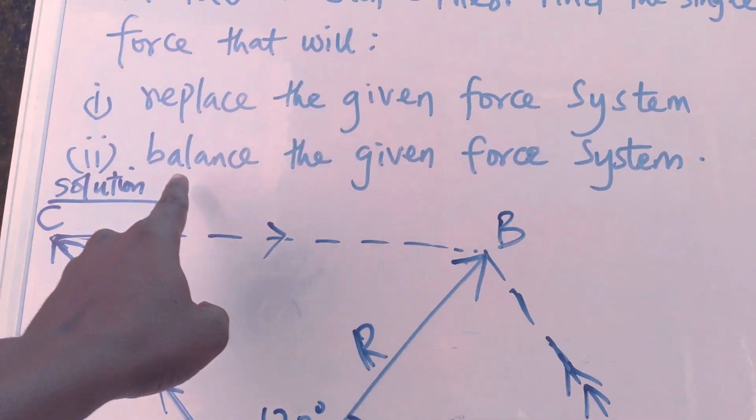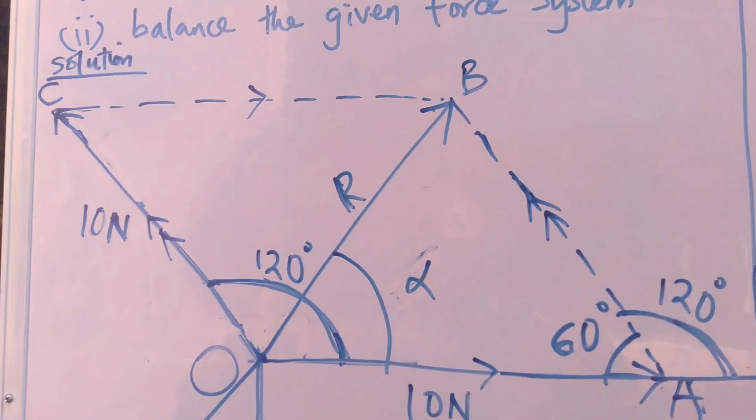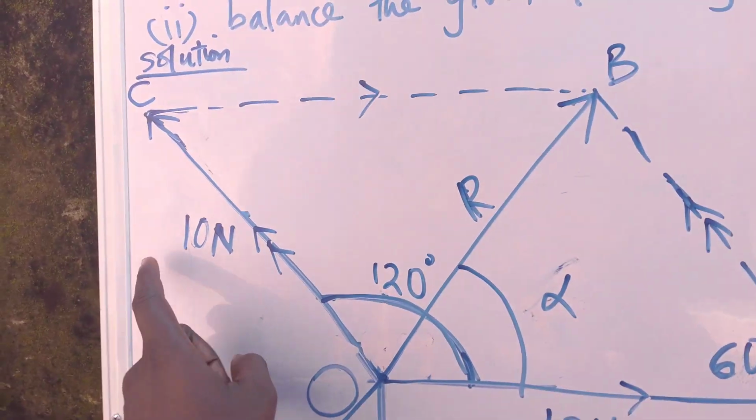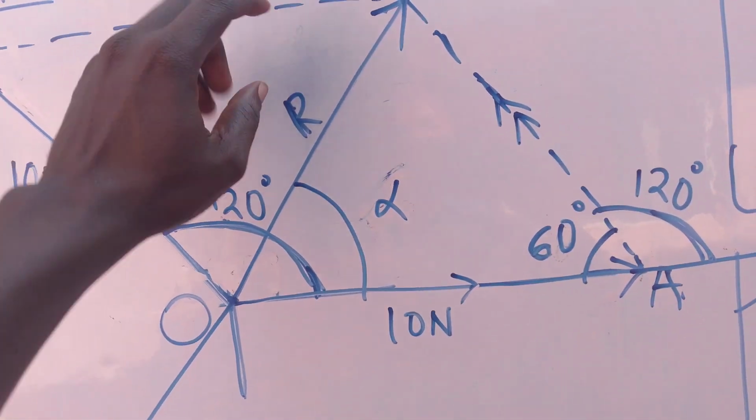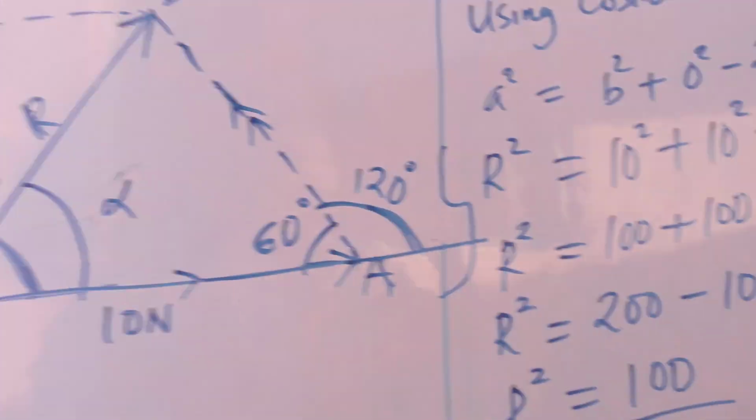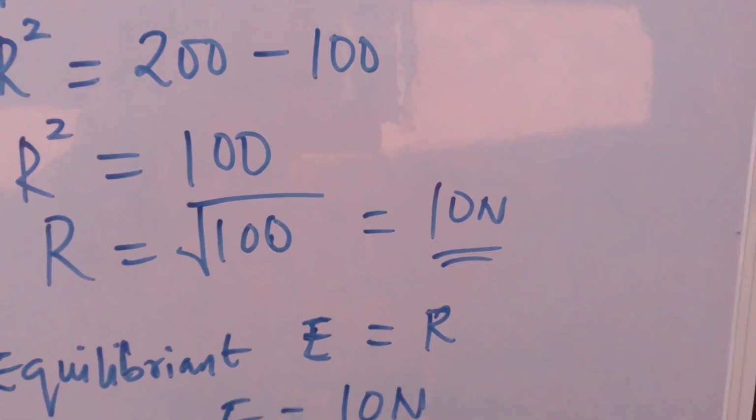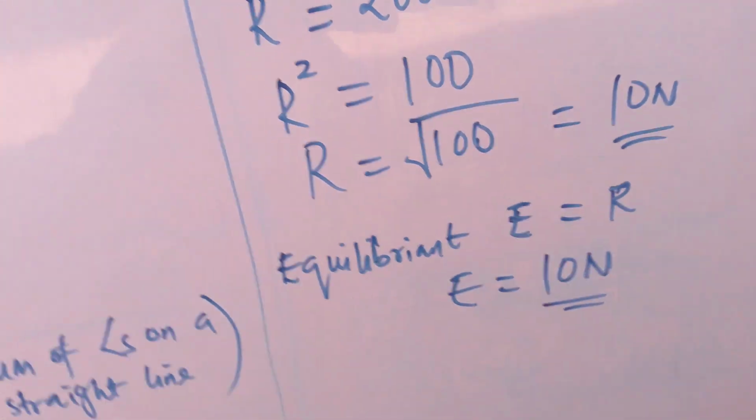So E, my equilibrant, will balance the given force system. The force that will balance the given force system is the equilibrant, and the one that will replace the force system is the resultant. The system of forces is 10 Newton, 10 Newton. The one that replaces the force system is the resultant, and we had the resultant as 10 Newton. So we must know that the equilibrant counterbalances the resultant. That is all you need to do there.